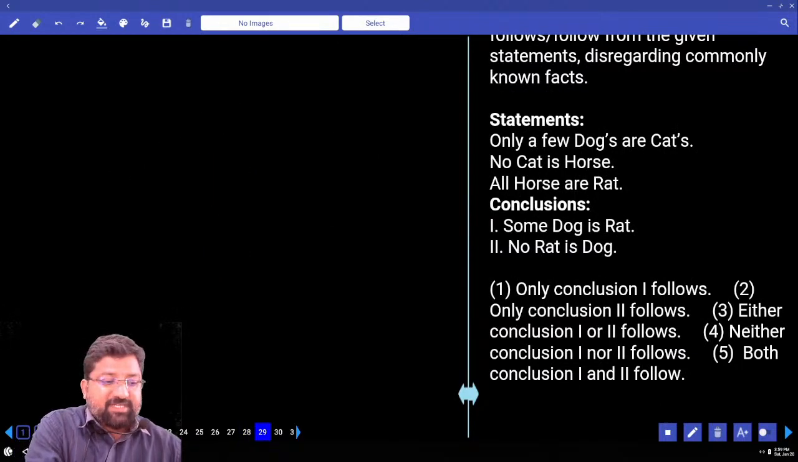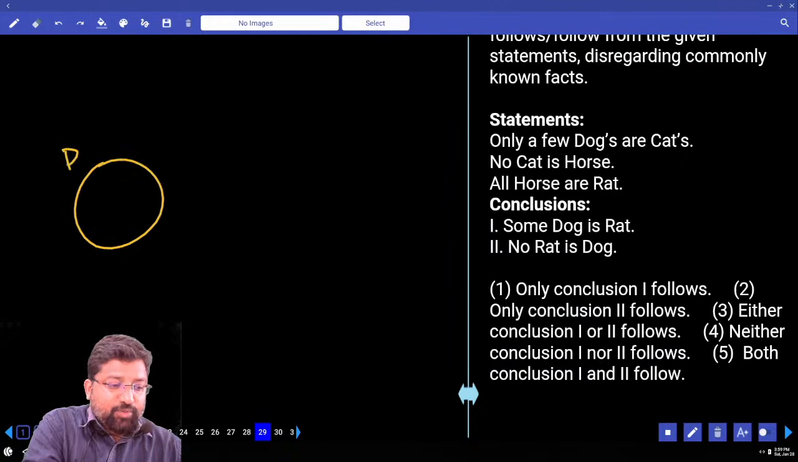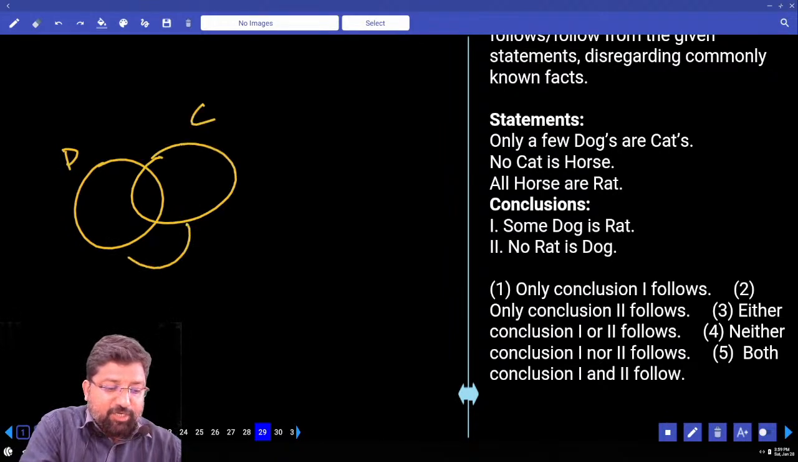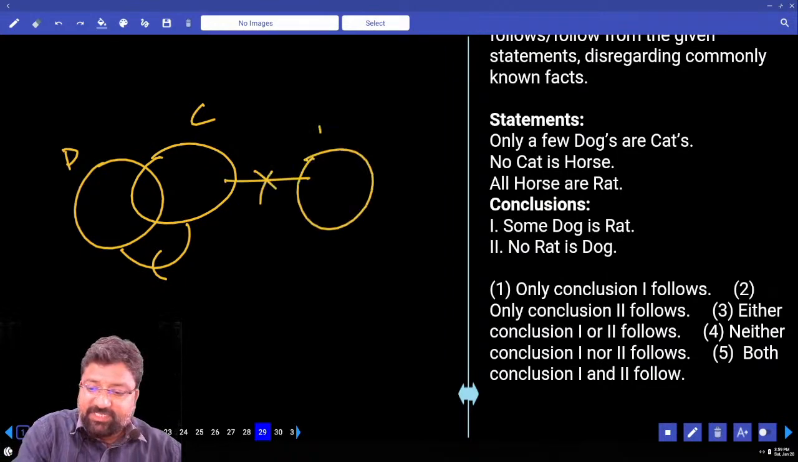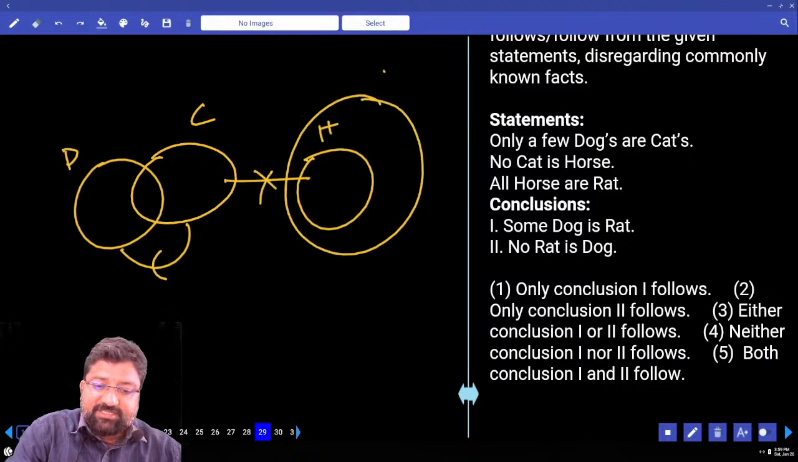Only a few dogs are cats. Be careful, he said only a few dogs are cats. Arrow mark from B to A, B is C. Next. No cat is horse. Next. All horses are rats. Negative statements between cat and horse.